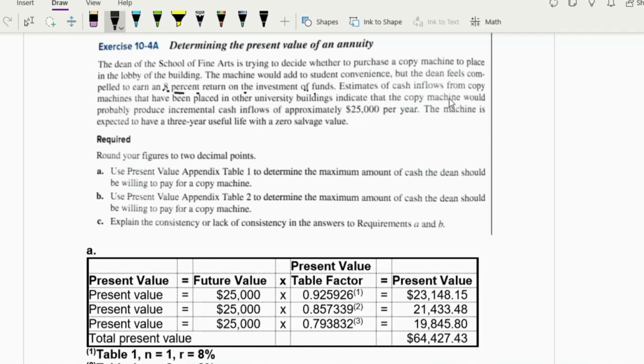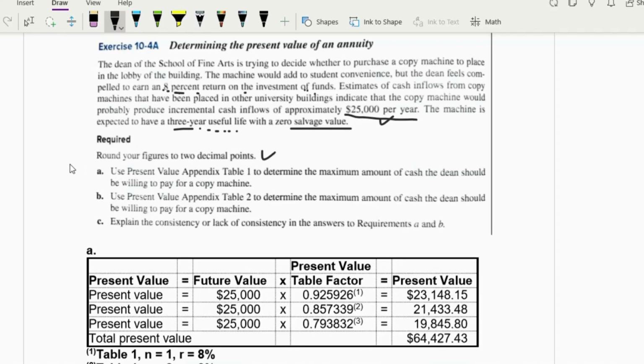Estimates of cash inflows from copying machines that have been placed in other university buildings indicate that the copy machine would probably produce incremental cash inflows of approximately 25,000 per year. So every year the machine will be bringing $25,000 cash inflow. The machine is expected to have a life of 3 years. So it means that for 3 years you will be getting this 25,000 from the machine every year, and there is zero salvage value. Round your figures to 2 decimal points.